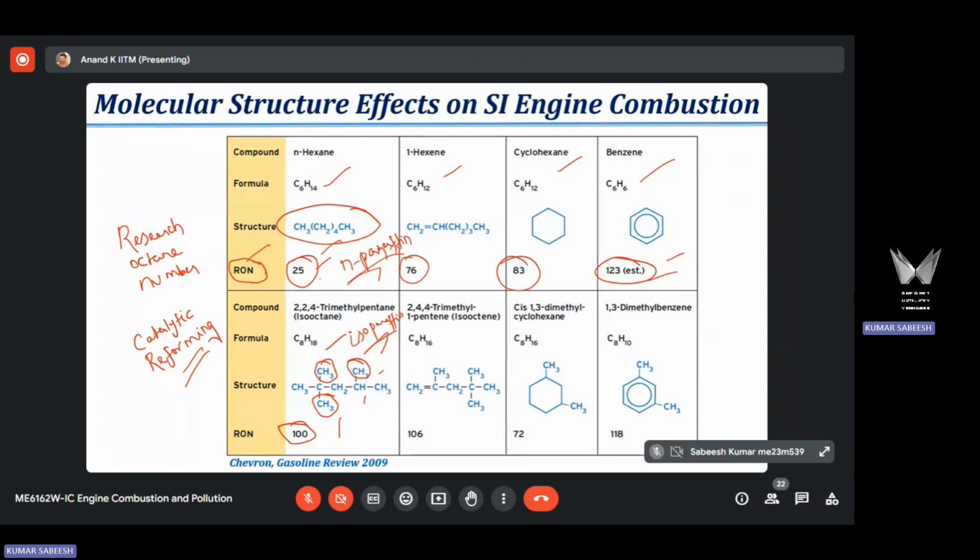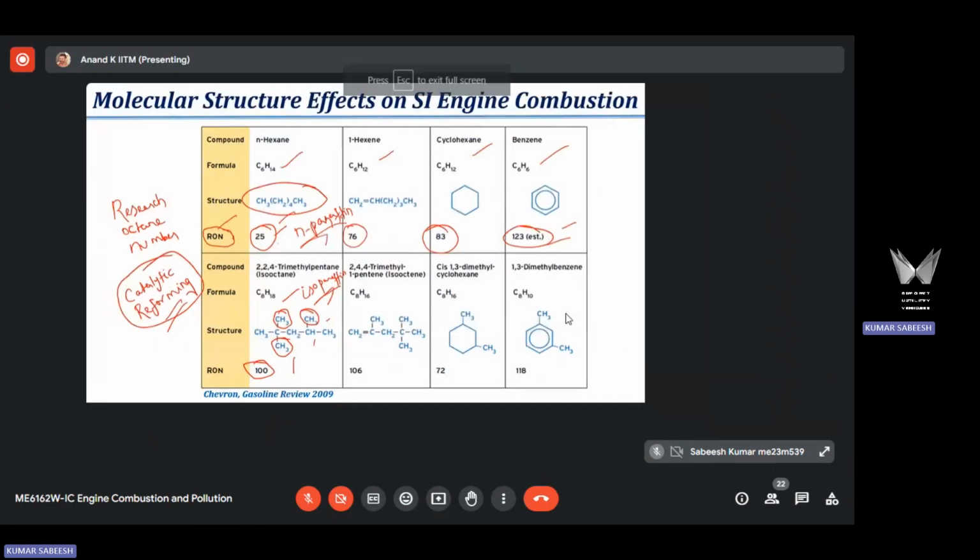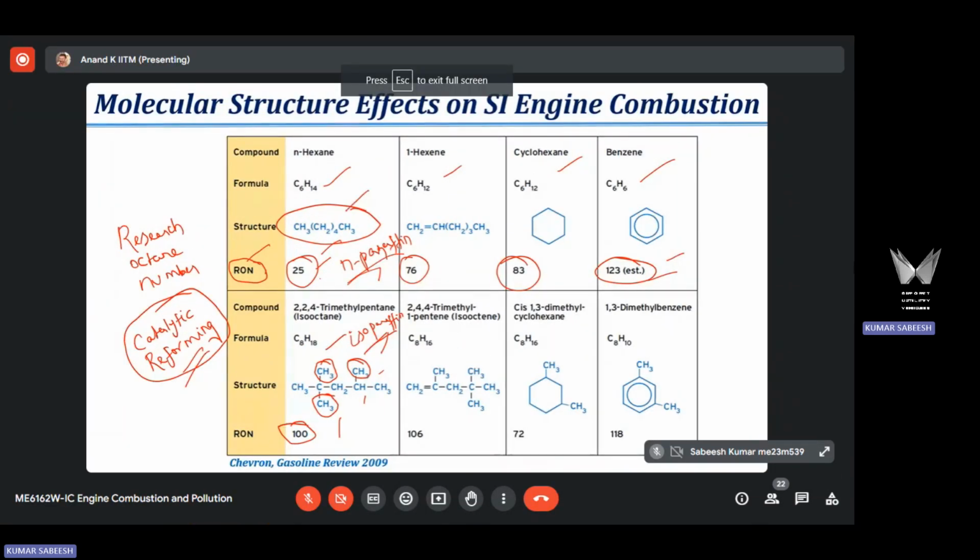Meaning, if you have to produce gasoline with the required fuel specification, then the number of processes that need to be carried out is very high. That's why you have a high cost. You are paying more for gasoline as compared to diesel. And one of the important processes done in the refinery to get gasoline is catalytic reforming. They convert more normal paraffin structure into isoparaffin structure because they want the octane number to be increased. Here the typical numbers given are 25 to 100.